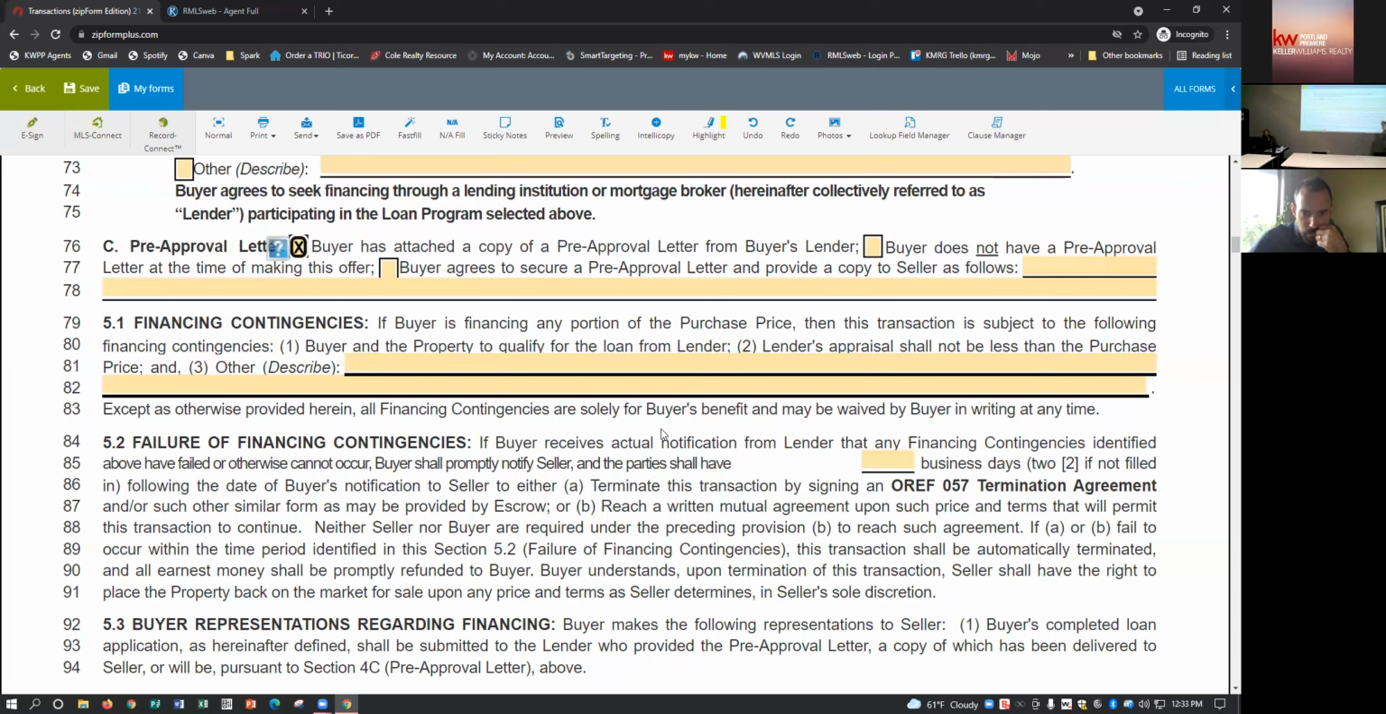If A or B fail to occur within the time period identified in this section 5.2, 2 days, this transaction shall be automatically terminated. Automatically terminate. This is the only automatic termination in the entire agreement right here.